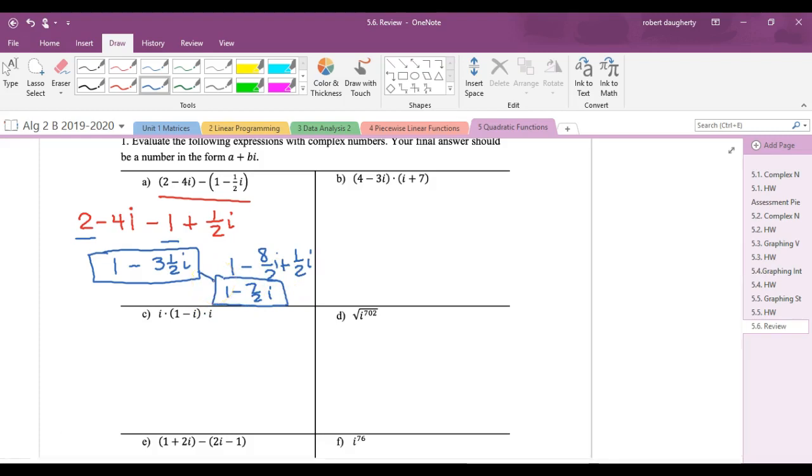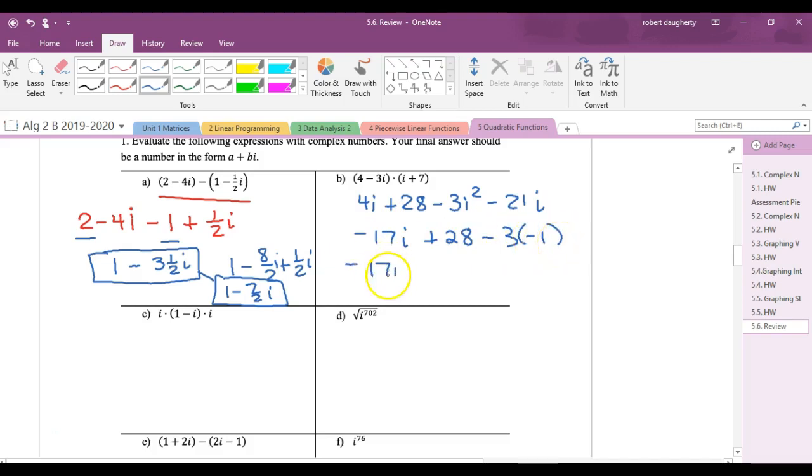Next one is actually multiplied together. So to FOIL this, you multiply the first two terms together, you get 4i. The outside terms together, you get 28. The inside terms together, minus 3i squared. The last terms together, minus 21i. And then I just need to combine like terms. 4i minus 21i, that's minus 17i, plus 28 minus 3i squared. i squared is negative 1. So this is negative 17i plus 28 plus 3. So this is negative 17i plus 31. All of our answers are in the form a plus bi. So real part first, 31 minus 17i.